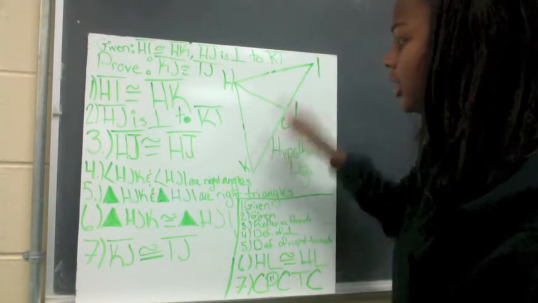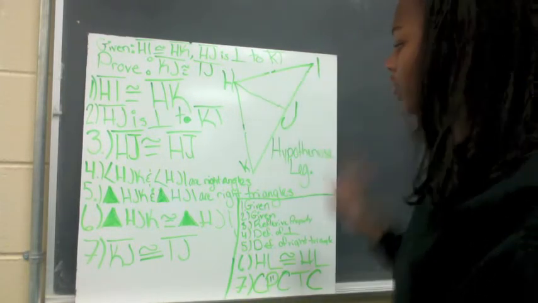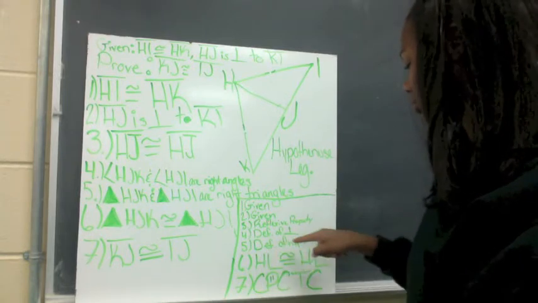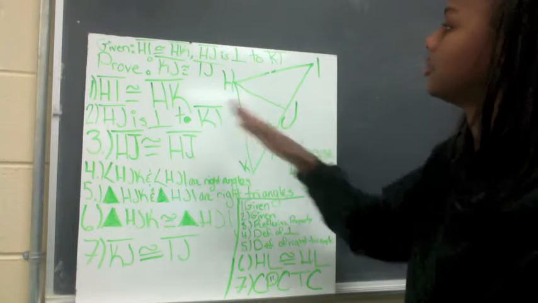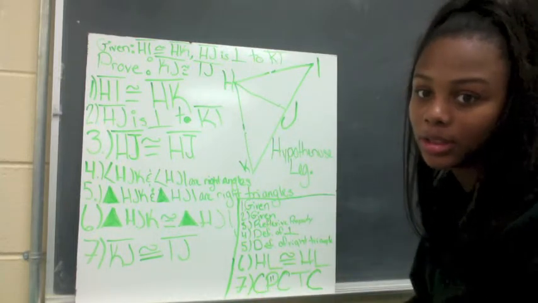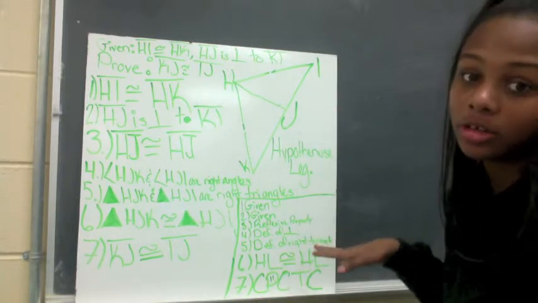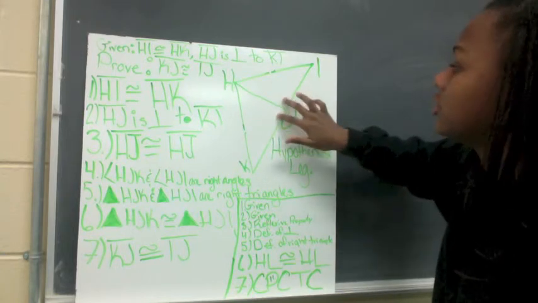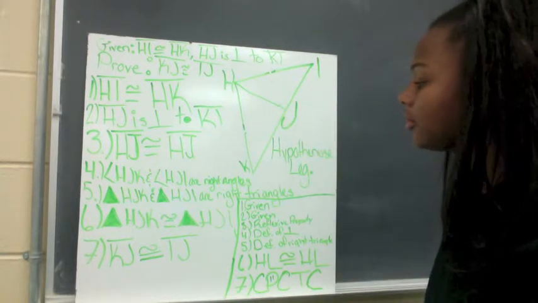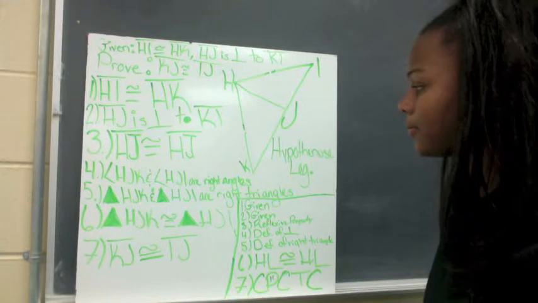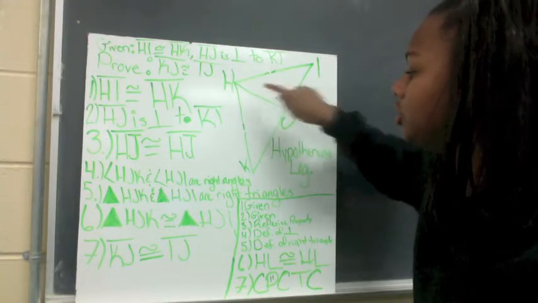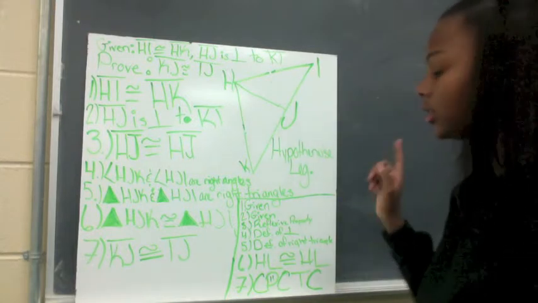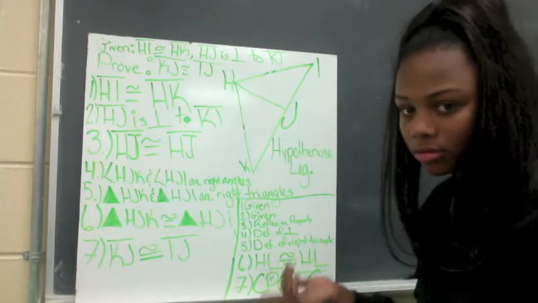So you have to show HJK and HJI are right triangles. That's the definition of perpendicular, because when two lines are perpendicular, then they form right triangles. So this and this are right triangles. Triangle HJK and triangle HJI are right triangles. Definition of right triangle.